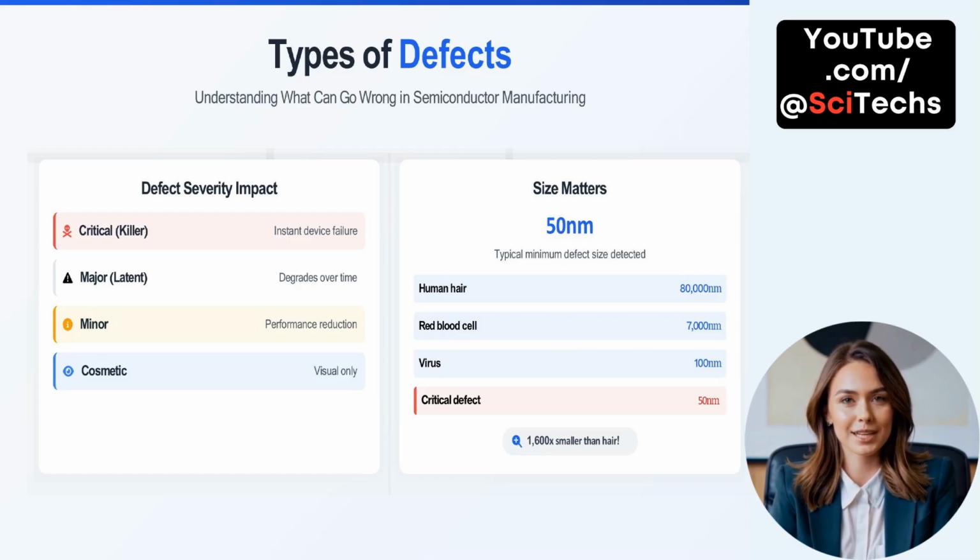The typical minimum detectable defect size is 50 nanometers. To understand how small this is, consider that a human hair is about 80,000 nanometers wide, a red blood cell is roughly 7,000 nanometers, and even a virus measures around 100 nanometers. Critical defects can be as small as 50 nanometers, making them 1,600 times smaller than a single strand of hair. Identifying such minuscule flaws requires highly sensitive inspection tools, underscoring the precision needed in semiconductor manufacturing.